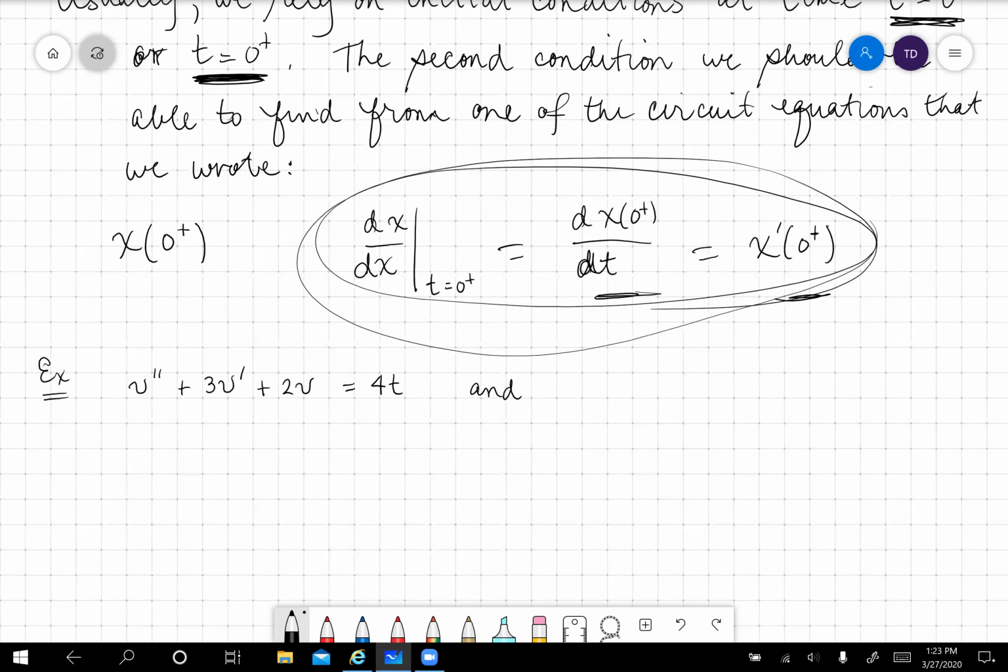You are also given V at time 0 is equal to 1. There's no switch here, so V at time 0 is equal to 1, and V prime at 0 is equal to 5. All right, so you're given the information. Find the complete solution for V.